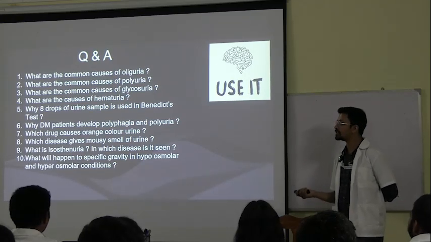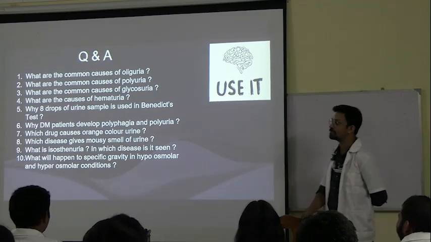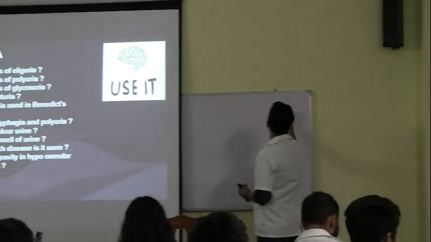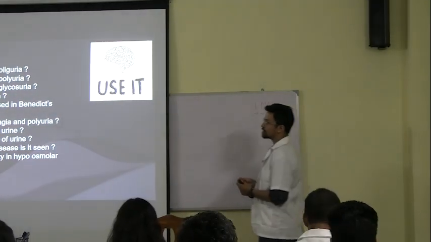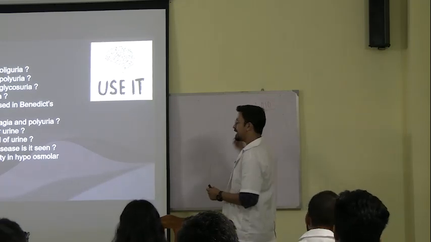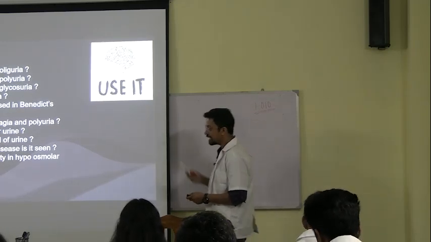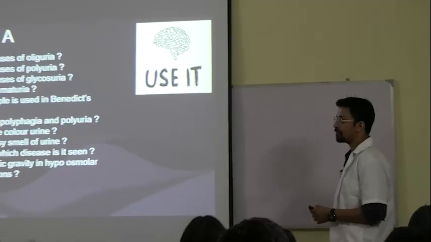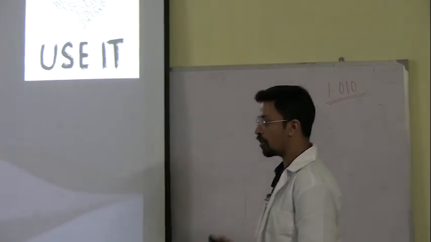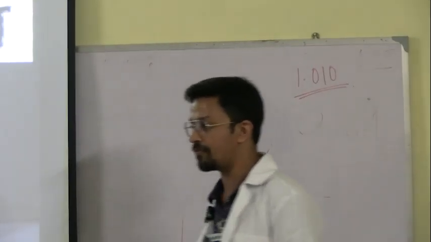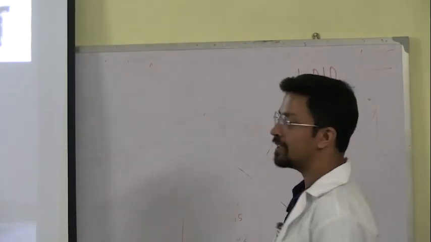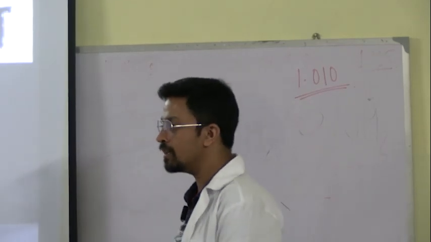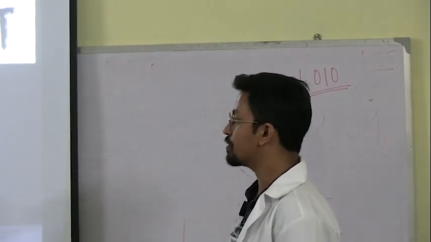What is the specific gravity that should be there in case of isosthenuria? The specific gravity should be 1.010. If the specific gravity is this, then only it will be isosthenuria. Not more than this, not less than this. It has to be this. Any clinical condition where you will get isosthenuria? Chronic renal failure, CRF. In that case, the specific gravity is fixed at 1.010. That is an exception. That's why I put that question in.